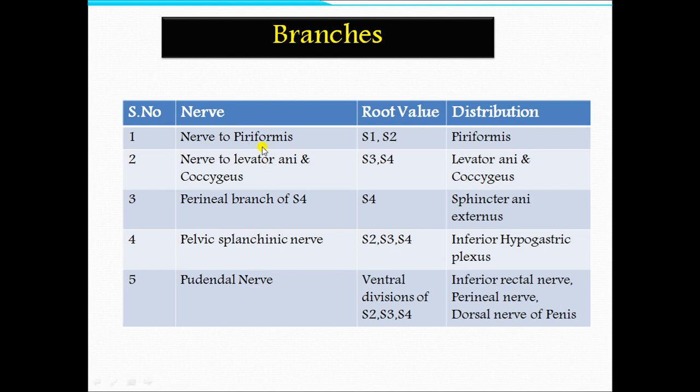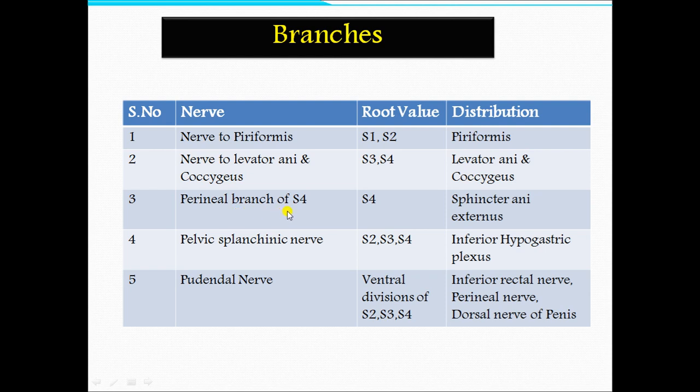Nerve to piriformis: the root value is S1 and S2. It passes downwards and laterally and supplies the piriformis muscle through its pelvic surface. Nerve to levator ani and coccygeus: the root value is S3 and S4. This also descends downwards and supplies the levator ani and coccygeus muscles through their pelvic surface.